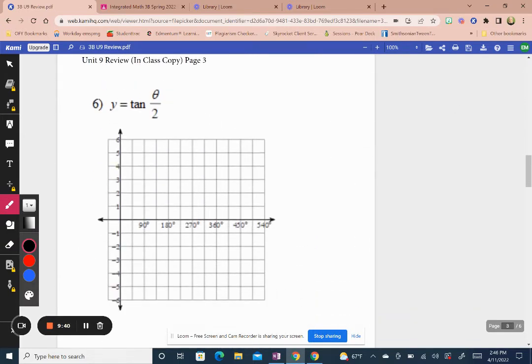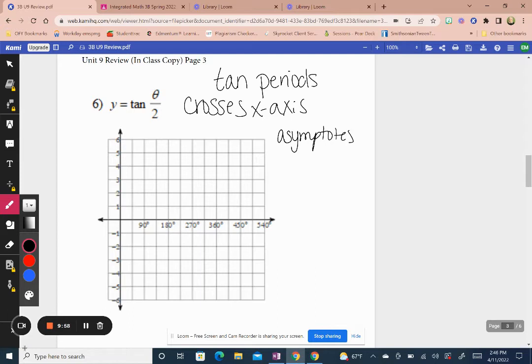Okay, so tangent. So remember, the laws for tangent are a little bit different. So tangent periods is where it crosses through the x-axis. Okay, and then we also need the asymptotes, and we're going to use the odd multiples. Okay, so for this one, the period.